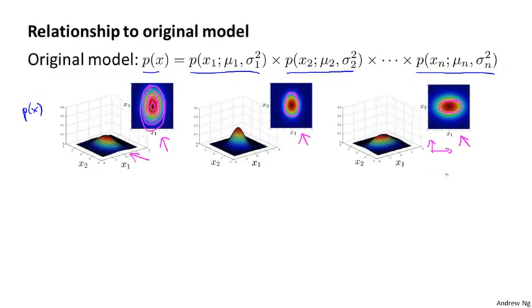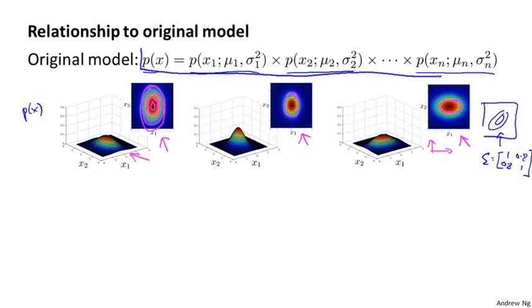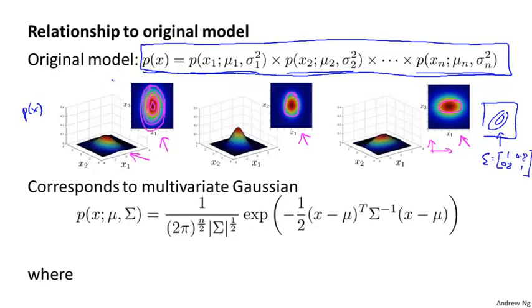And what we do not have is a set of contours that are at an angle, right? And this corresponded to examples where sigma is equal to 1, 1, 0.8, 0.8, let's say, with non-zero elements on the off diagonals. So it turns out that it's possible to show mathematically that this model actually is the same as a multivariate Gaussian distribution, but with a constraint.